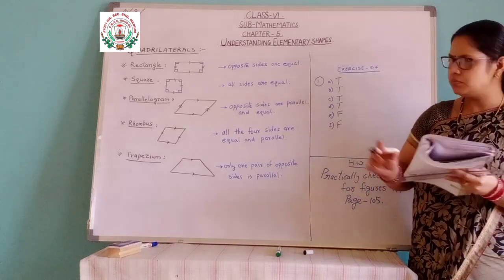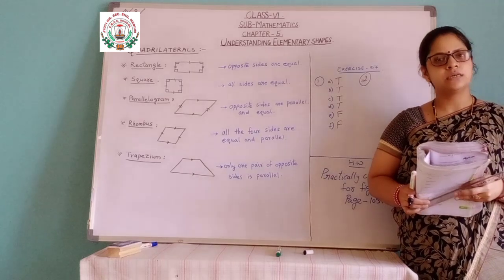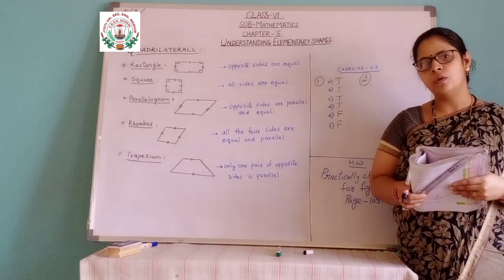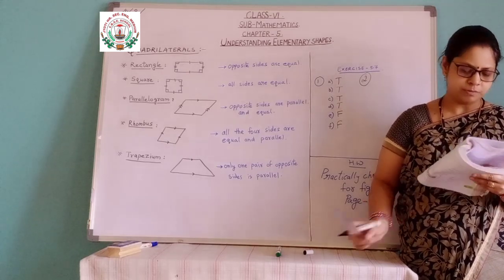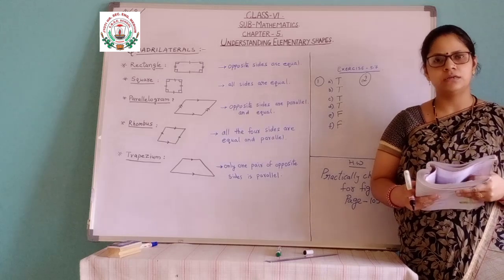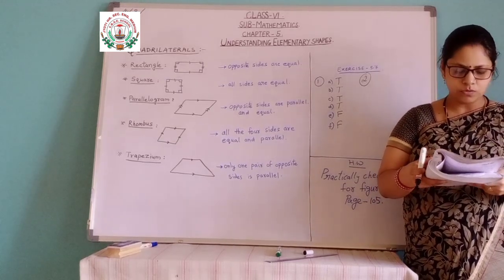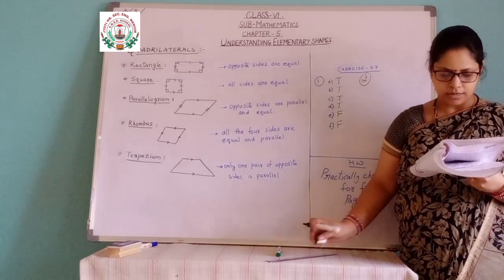Now coming to question number 2, which is give reasons. We are discussing this orally here, and how to write it in your notebook, you will get through the PDF on the school's website. Let us discuss it now. Give reasons for the following. A square can be thought of as a special rectangle.